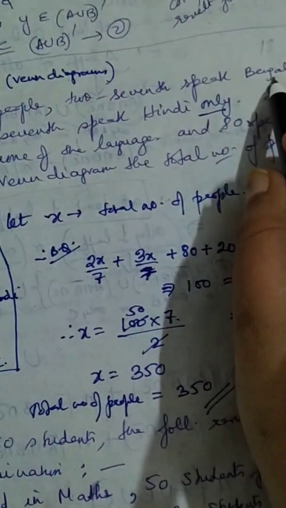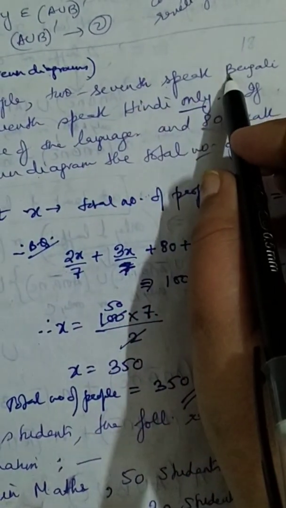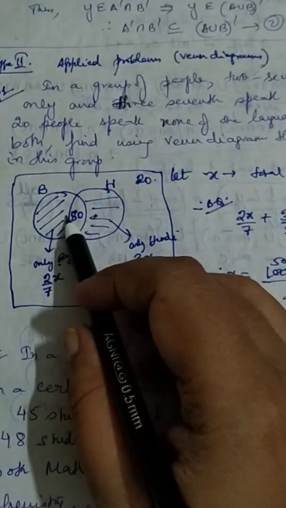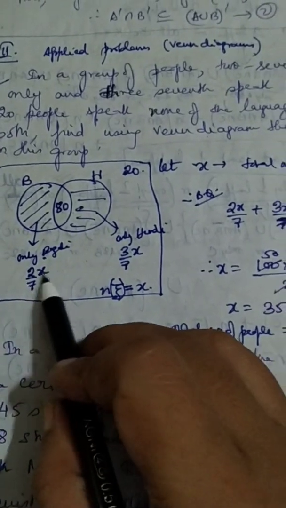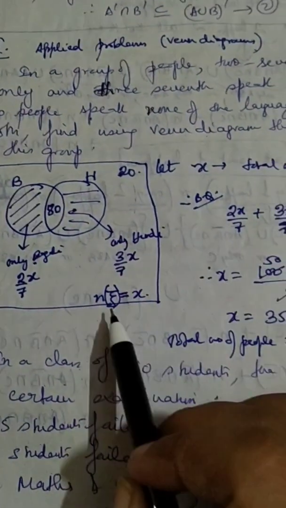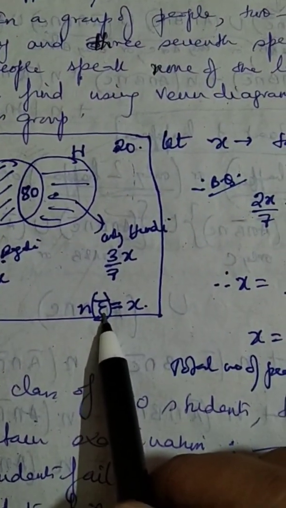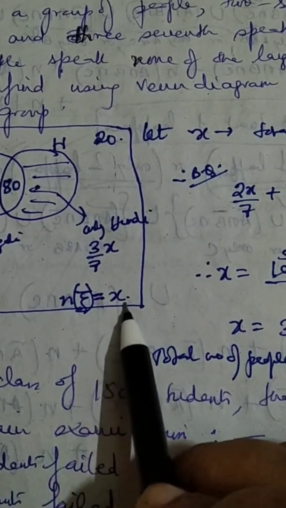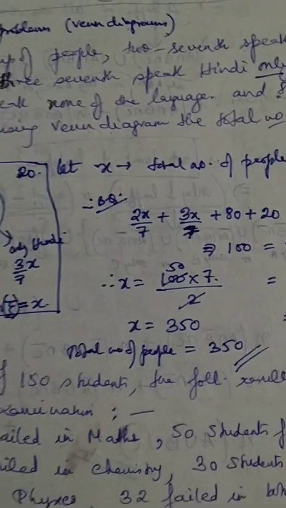Now they are saying how many speak only Bengali? 2/7 speak Bengali. That means 2/7 of the total number of people. We don't know the total number of people, so let the total number of people be x. So this part becomes 2/7 of x, and similarly this part becomes 3/7 of x. Total number means cardinal number of the universal set. This is your universal set, which is x, which I have written over here.